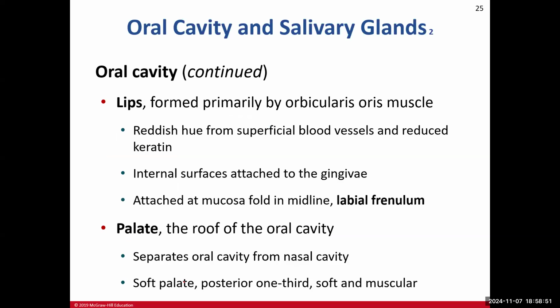The lips, all right, remember this muscle here, orbicularis oris. This is the one that allows you to pucker your lips. So again, orbicularis muscles are sphincter muscles. They encircle an opening, and when they contract, they constrict and make the opening smaller or close it off. And the lips have a little bit more of a red color because there are more blood vessels deep to that.